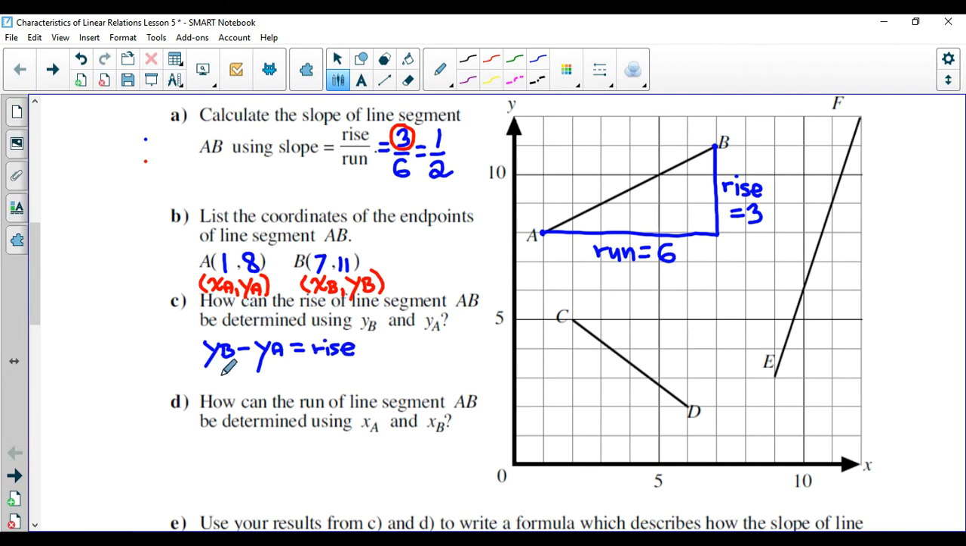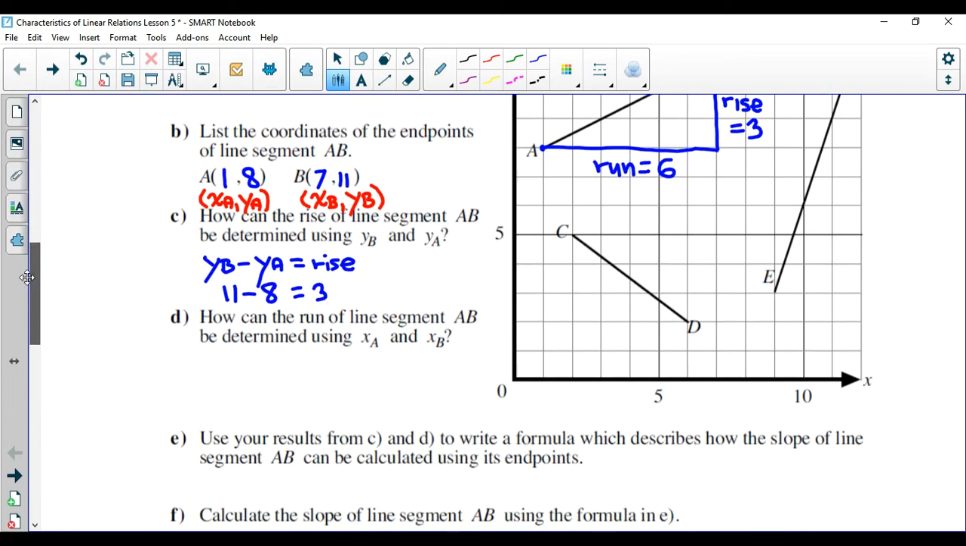We can confirm that. YB is 11, YA is 8. 11 minus 8 would be 3. Okay, so I could take the two y coordinates and subtract them to determine what the value of the rise would be.